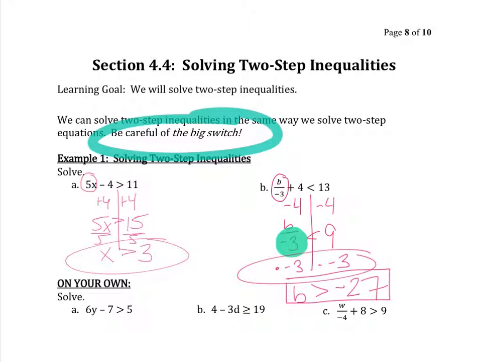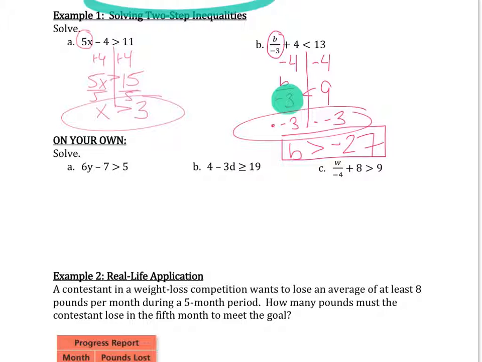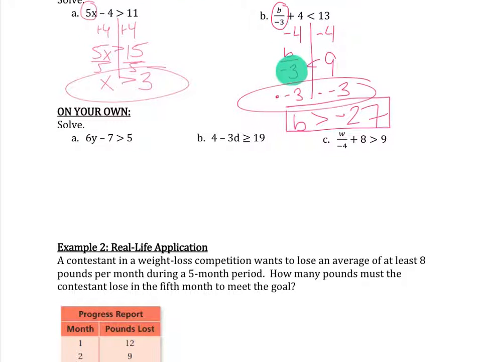Okay, so for these next 3, just like we did before, if you want to pause it and do them on your own, and then either just fast forward and check your answers or just go through them with me here, that's fine. So we have 6y minus 7 is greater than 5.